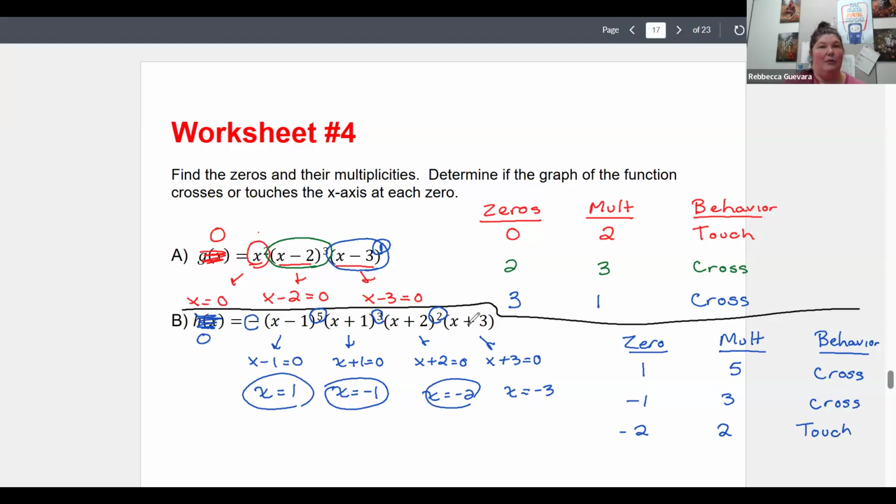And the last one, we got the x plus 3. So that means my 0 is going to be negative 3. And the multiplicity is that invisible 1 again. So we know we got a multiplicity of 1, which once again is odd, so we cross.